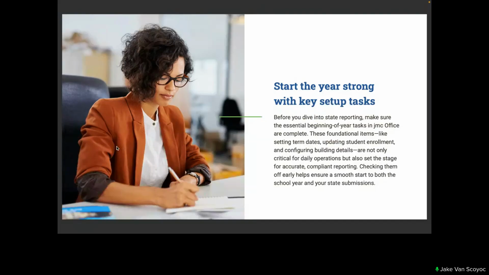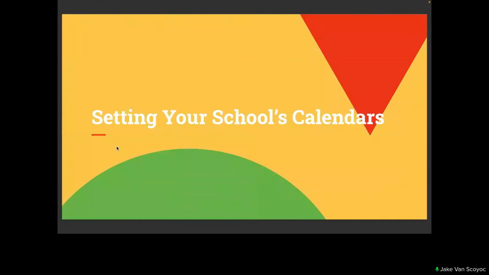Before you dive into state reporting, make sure the essential beginning of year tasks in JMC Office are complete. These foundational items, like setting term dates, updating student enrollment, and configuring building details, are not only critical for daily operations, but also set the stage for accurate, compliant reporting. Checking them off early helps ensure a smooth start to both the school year and your state submissions.